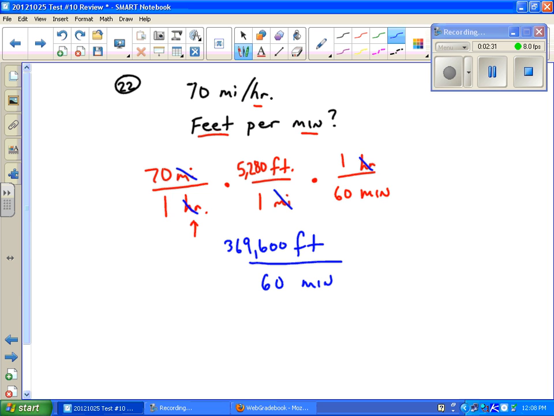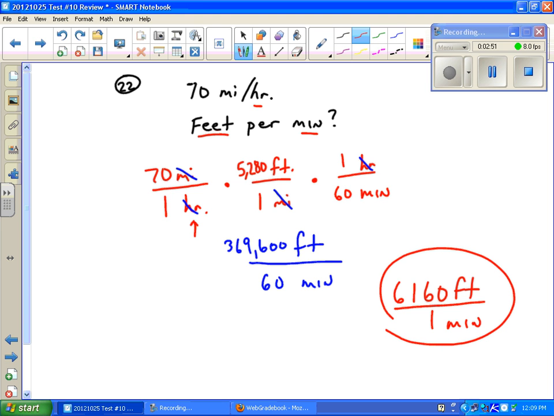So you're going to have 369,600 feet in 60 minutes, but it wants feet per 1 minute. So divide those two by each other, 369,600 by 60, and you're left with 6,160 feet per 1 minute. And that's what you were looking for. That was the conversion, 6,160 feet per minute.